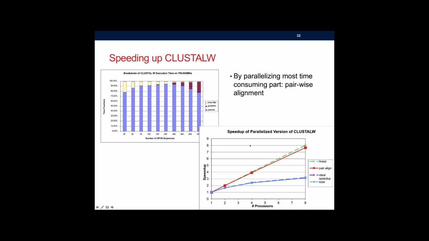And as we did, if you look at the chart on the right bottom, the green line shows the ideal speed up you can get with P processors. If you have P processors, you expect your computation to get P times faster. And as you can see, for the pairwise alignment phase of the algorithm, we did get almost linear speed up. That's fantastic. But going back to Amdahl's law, plugging this into the equation and looking at the total, what was our speed up? You will see that the speed up was just 3 using 8 processors.